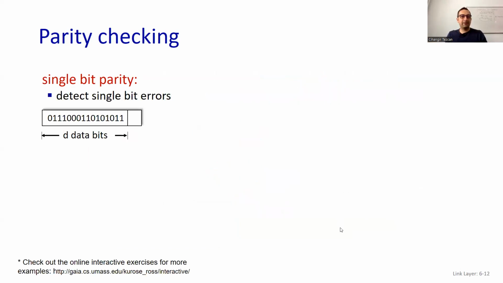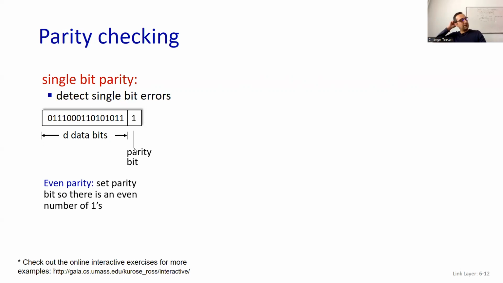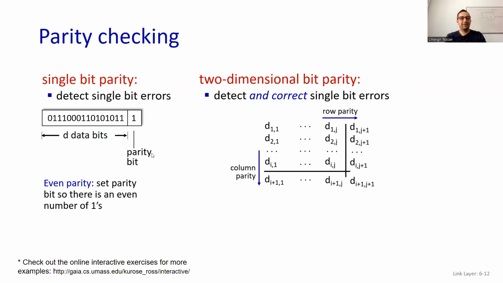So single bit parity is very simple, it detects a single bit error. When you have this kind of data, you just XOR all of them and determine if it is odd or even. So you write the result as the parity bit here. This is very common in communication, the parity bits. Even parity: set the parity bit so there's an even number of ones. Okay, but this can only detect a one bit error and cannot correct it. So we should have something better.